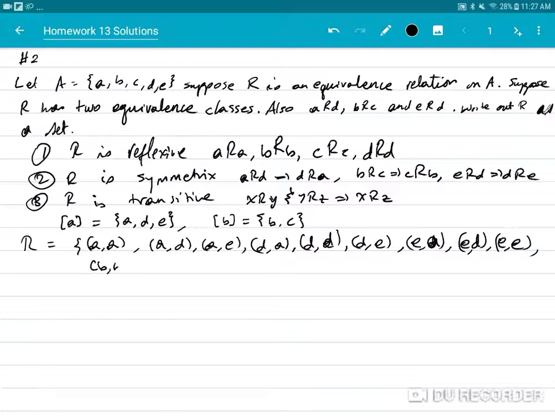B is related to B and to C. C is related to B. C is related to C. And this is the relation R.